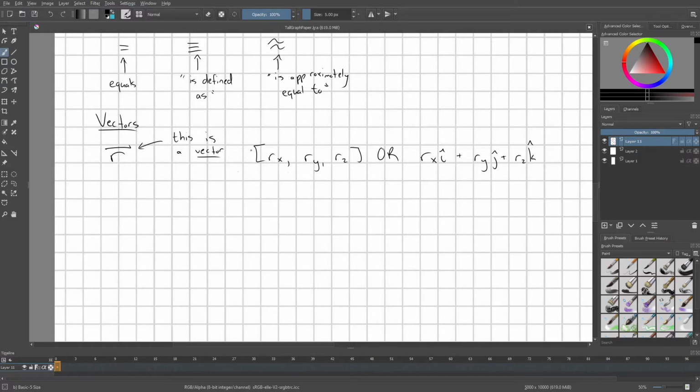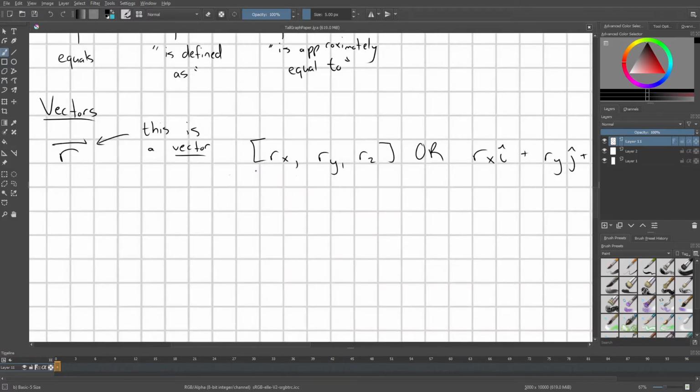I'll always try to write out my vectors in row form, not column form. You could write out your vectors like this, but I'll avoid that for the most part.